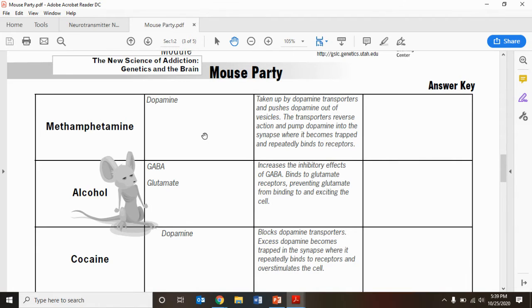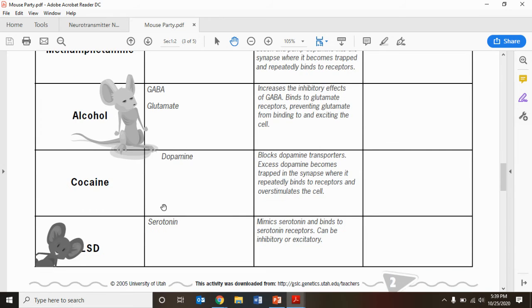Methamphetamines are also a stimulant, and they deal with dopamine, so you're going to have excess dopamine. Alcohol is a depressant, despite what people think, because of the effects. It really does depress your reaction time in your neural system, and the neurotransmitters it's associated with are GABA and glutamate. Cocaine is also a stimulant, and that also causes excess dopamine to become trapped in the synapse of your neuron. And then you have LSD, which is a hallucinogen, which is going to mimic serotonin.